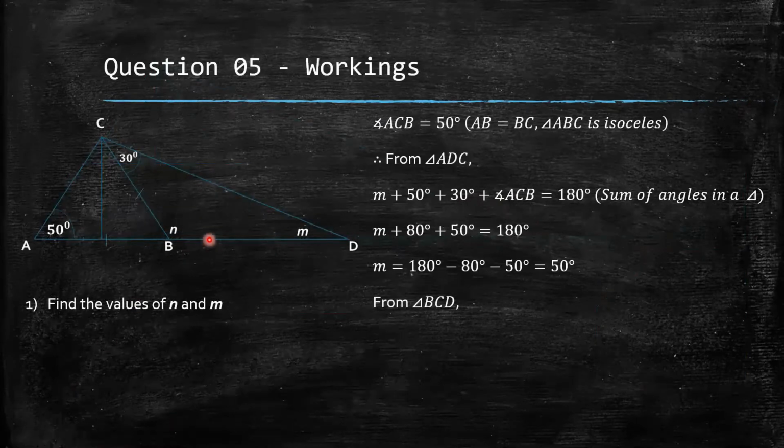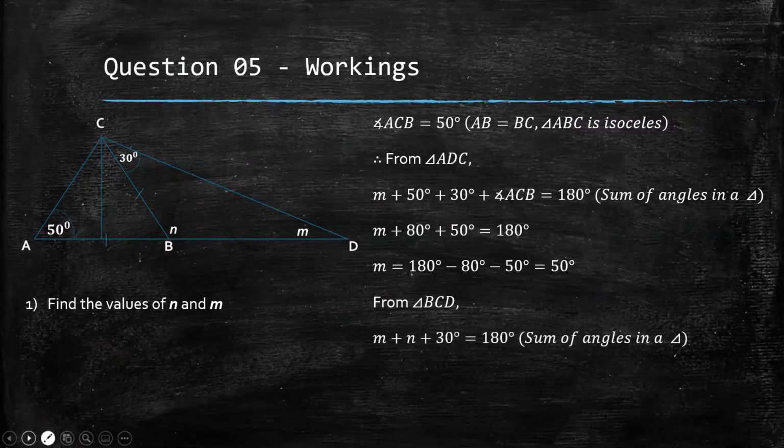Then from the triangle BCD, we know that n plus 30 plus m is equal to 180. Once again, the sum of the interior angles in a triangle is 180. Therefore, n will be equal to 180 degrees minus 30 minus m. But we have found m is equal to 50. Therefore, 180 minus 30 is 150, and m is 50. Therefore, n will be 150 minus 50, which is equal to 100 degrees.